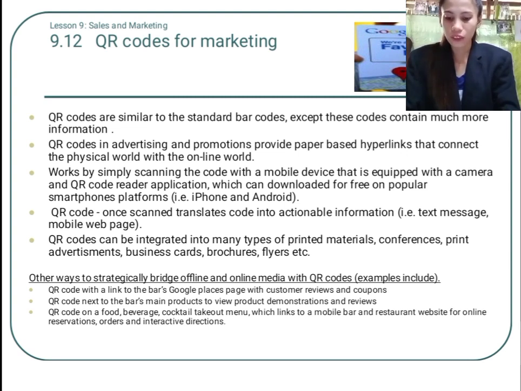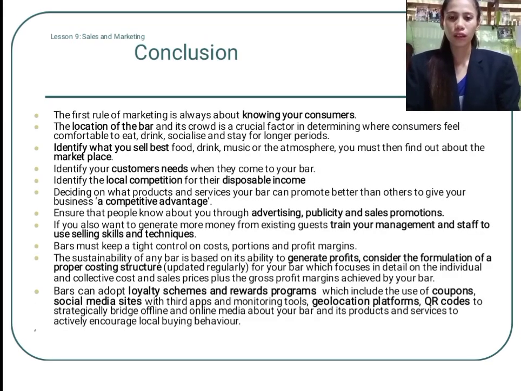Second, QR code next to the bar's main products to view product demonstrations and reviews. So last, QR code on a food, beverage, cocktail takeout menu which links to a mobile bar and restaurant's websites for online reservations, orders, and interactive directions. So let's move on to conclusion.